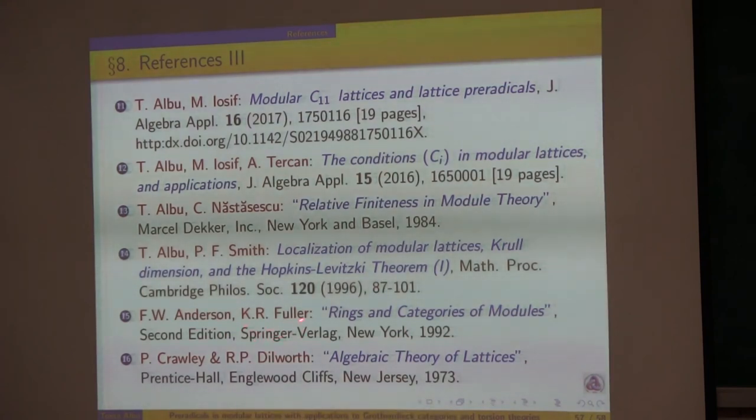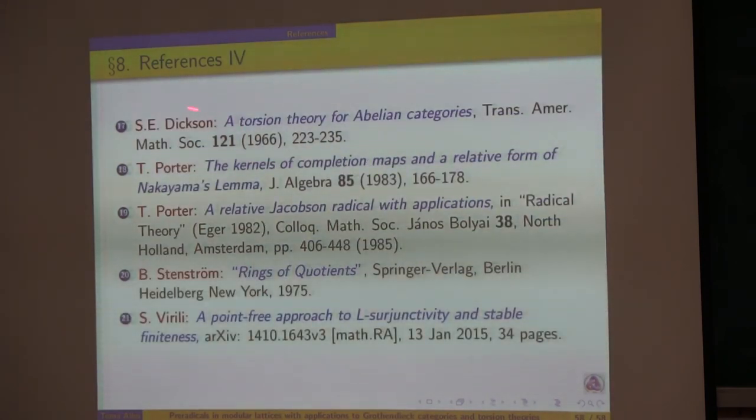This is a well-known monograph in some models. Catalog model, like understand. Corin Dilworth is a basic reference for algebraic theory of lattices. Spencer Dixon. Transaction. So Timothy Porter had some results on 83 and 85 about relative Jackson lattice. This can be used very simply from the Bose-Tenstrom, well-known monograph, and this is Simon and Benigni, I think. That's all for today. So thank you so much.